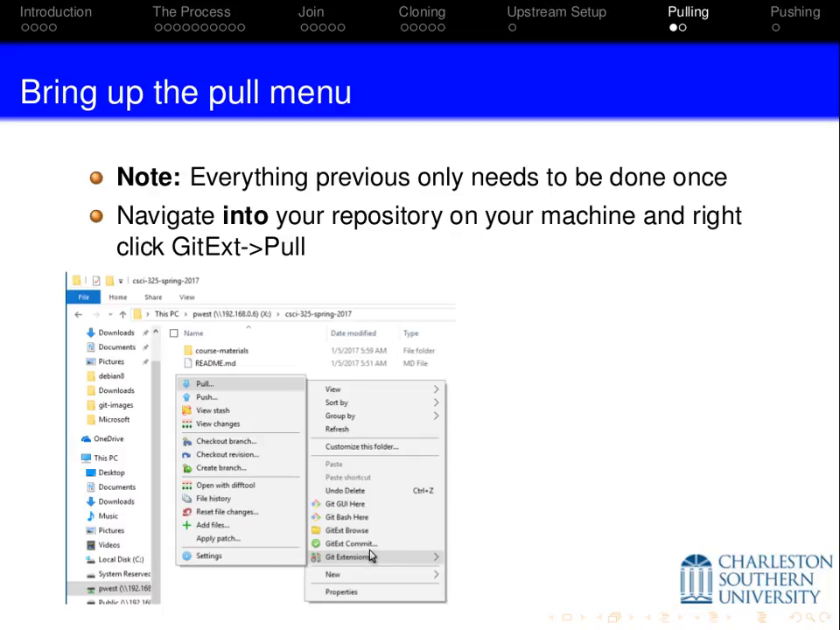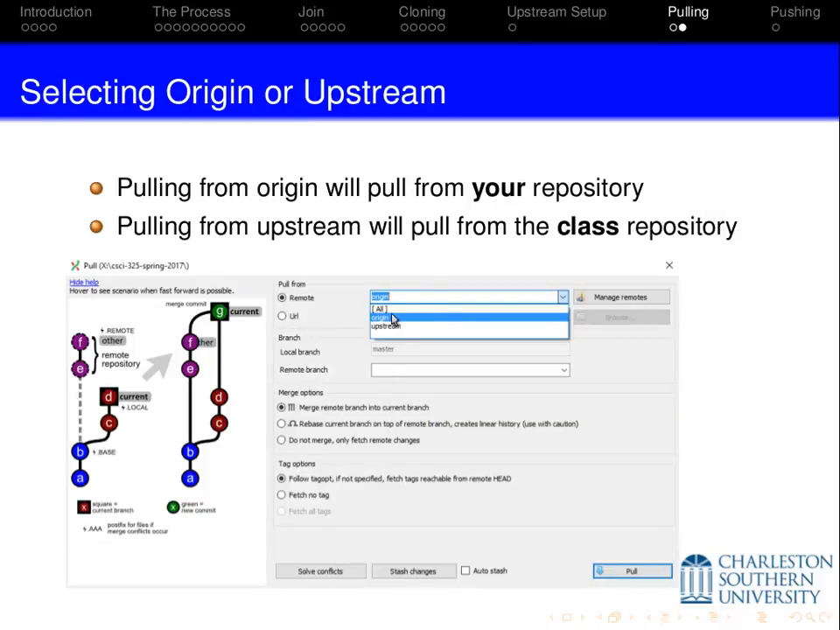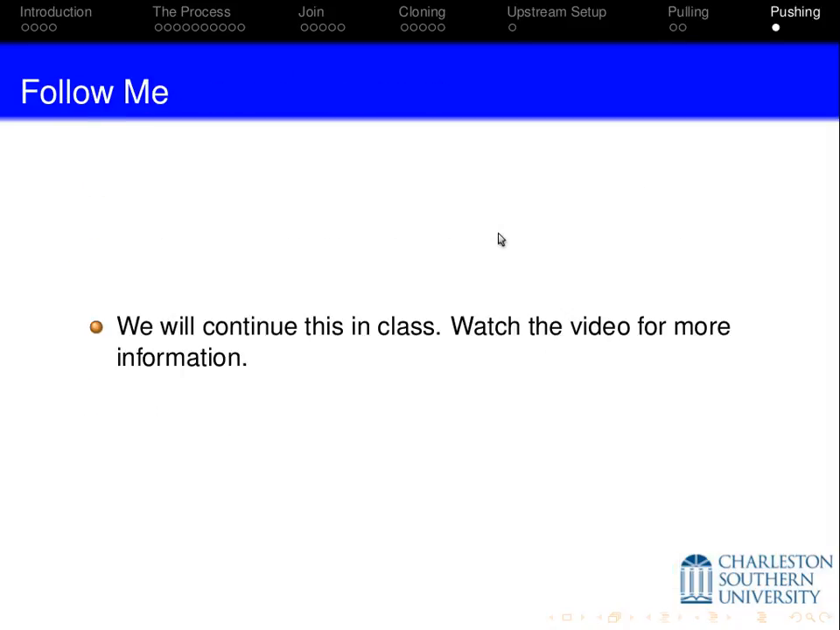You can always pull by doing Git Extensions, Pull. Unfortunately, this picture is a little backwards. You can pull from origin or upstream. Origin pulls from your repo. Upstream pulls from the class repo. And then we're going to talk a little bit more about pushing in a moment.